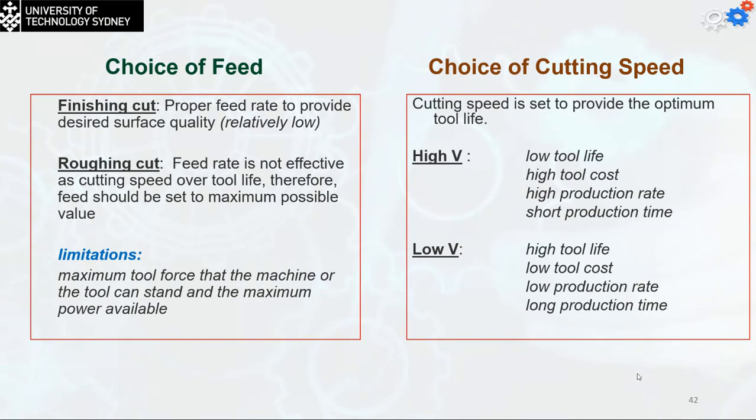For the choice of the cutting speed, we can either use the high speed or the low speed. Usually the high speed will reduce the tool life, because we have something we're going to see on the next slide. It's called the Taylor equation.